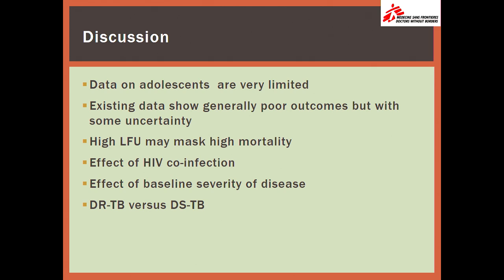So I think, just repeating again and again, and sorry for that, that the data on adolescents are quite limited, and we heard Catherine say this also before. The existing data, especially in the beginning, showed quite poor outcomes. However, we need to look more carefully at that. Maybe the situation is not that bad. We saw a lot of loss to follow-up that may mask high mortality. The effect of HIV co-infection, I think, should be more carefully discussed, analyzed, and modeled for. The effect of baseline severity of disease was something that most of us didn't look at. And of course, there are differences between drug-resistant TB and susceptible TB, as you all know.